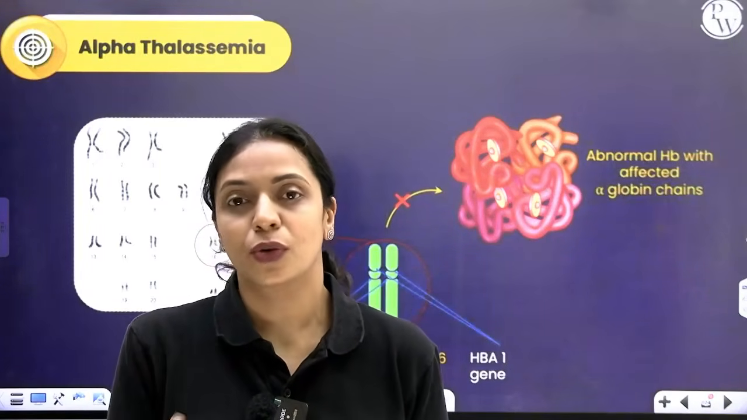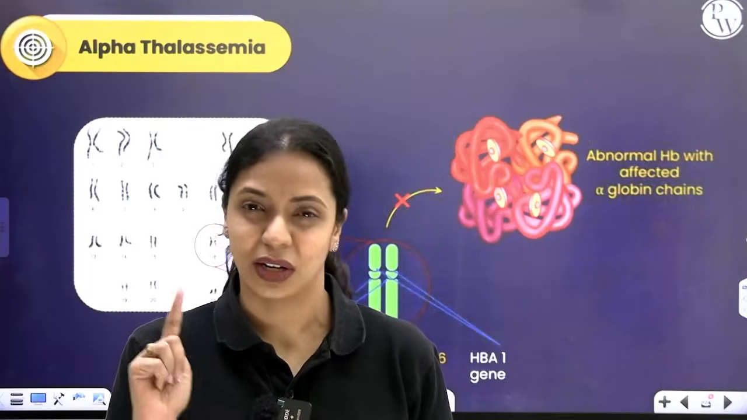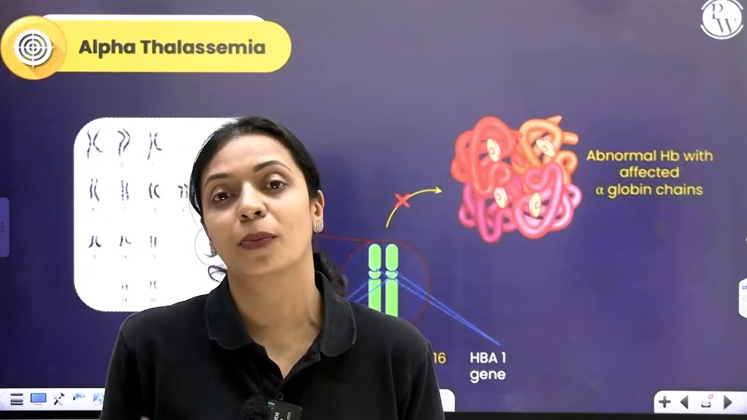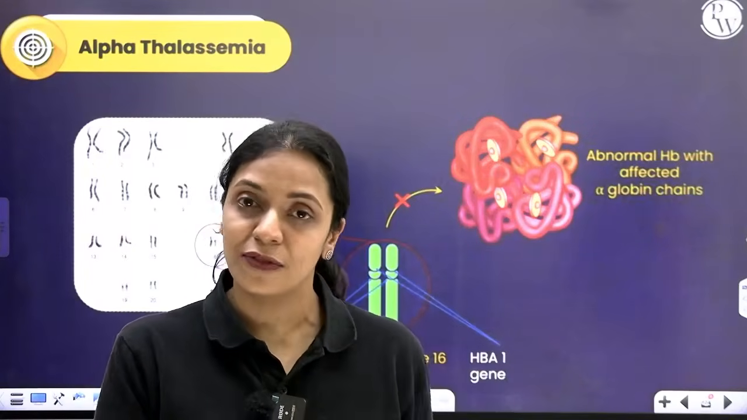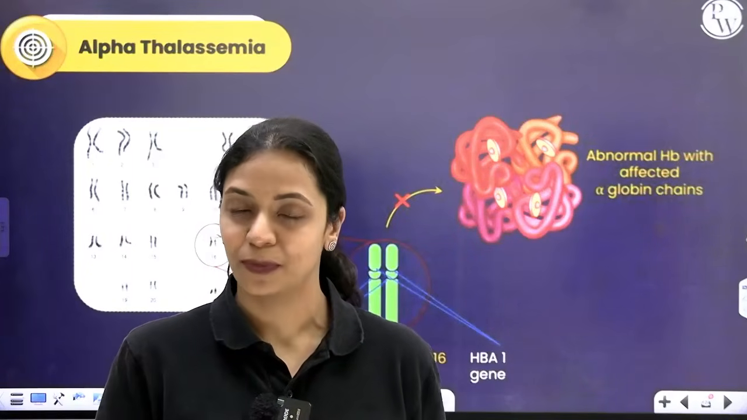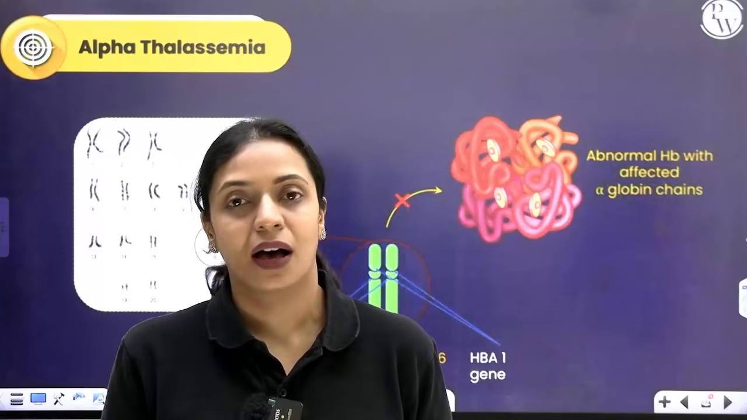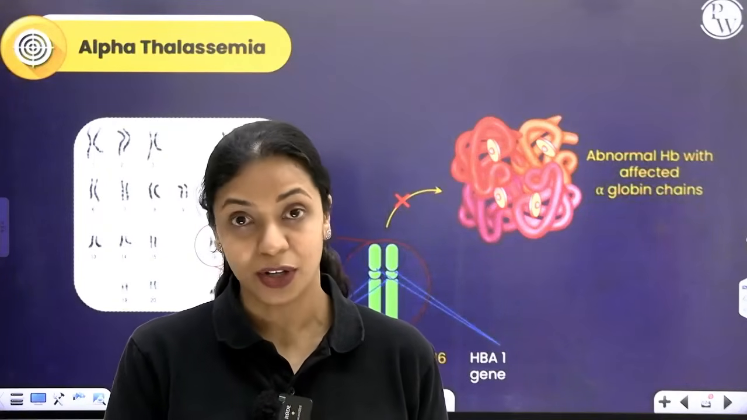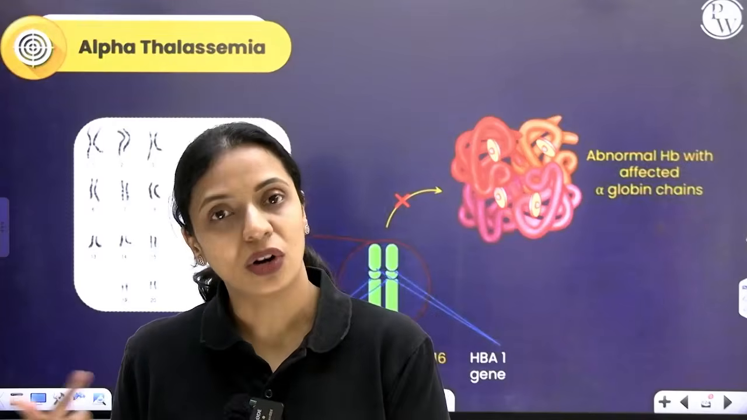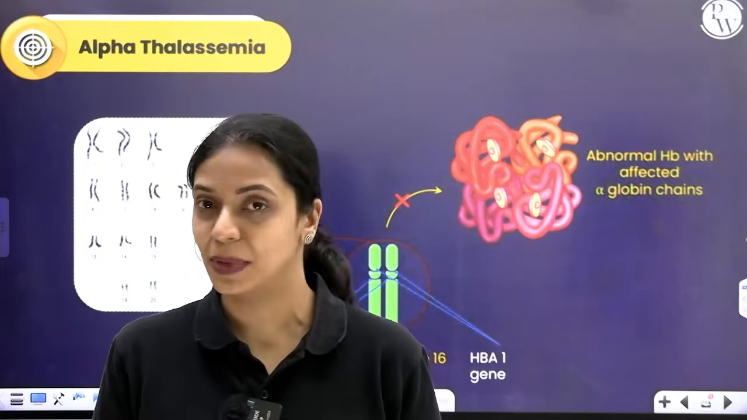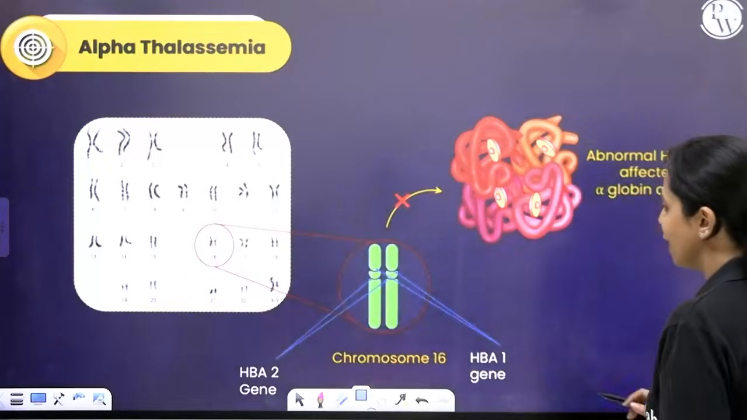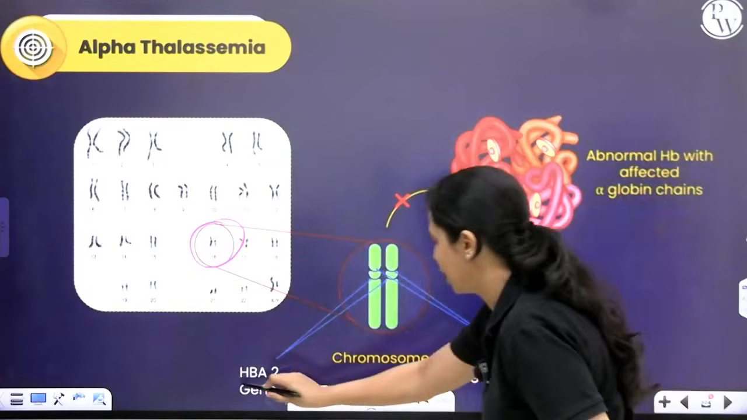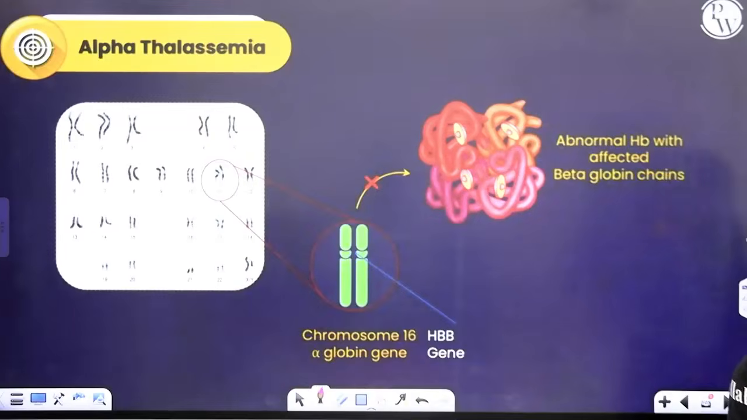Now, if there are 2 genes, obviously there are 4 alleles. Of them, 1 allele could be affected, 2 could be affected, 3 could be affected, 4 could be affected. Depending upon how many alleles are defective, the severity of the disease also will vary. If there are few defective alleles and there are normal alleles also, of course, there will be anemia, but not very severe. If there are more defective alleles, the symptoms also will be very severe. So for alpha thalassemia, remember it is chromosome number 16, HBA1, HBA2 are the 2 genes that are responsible.